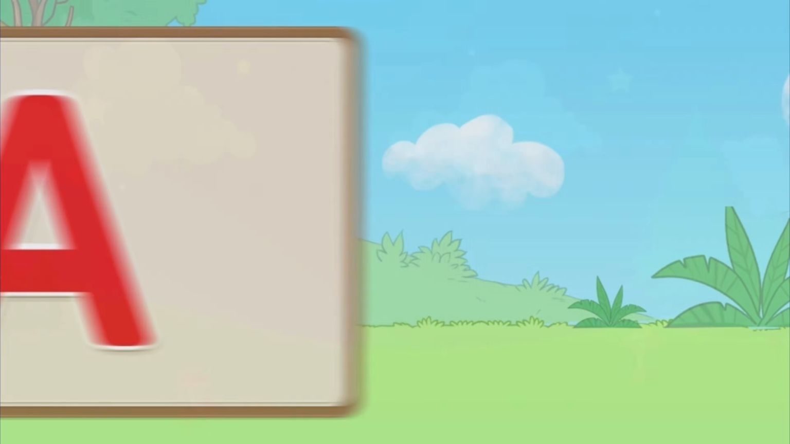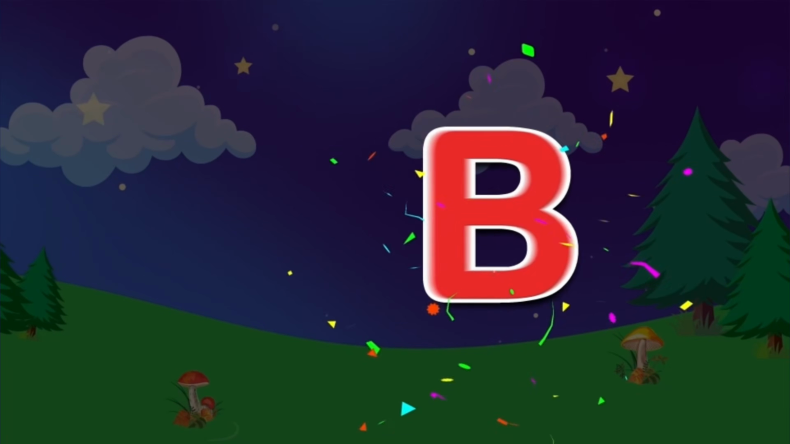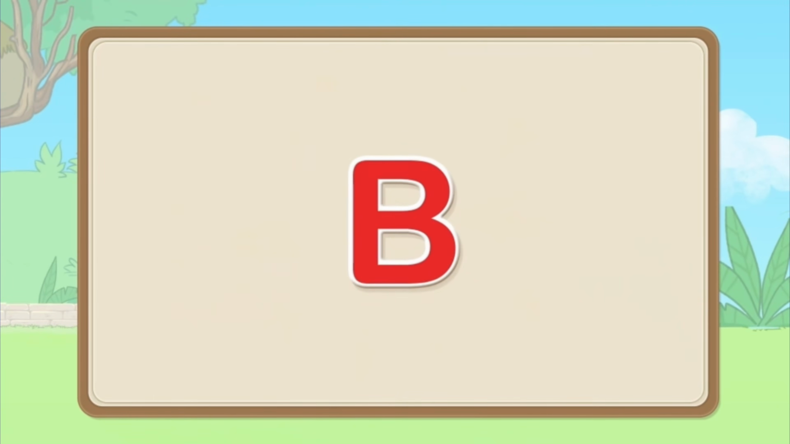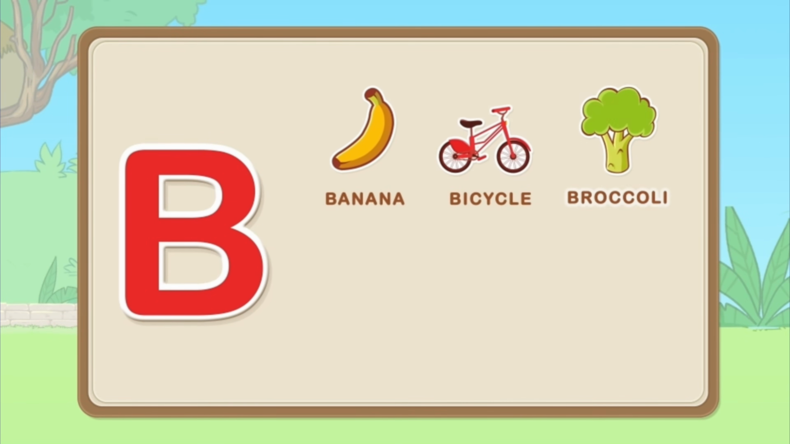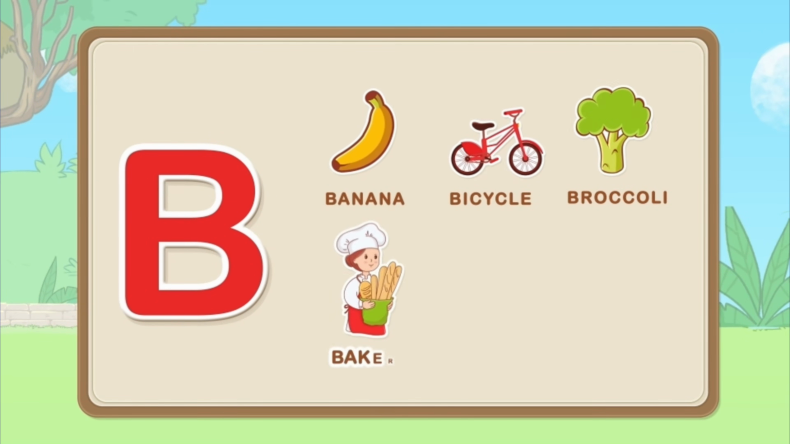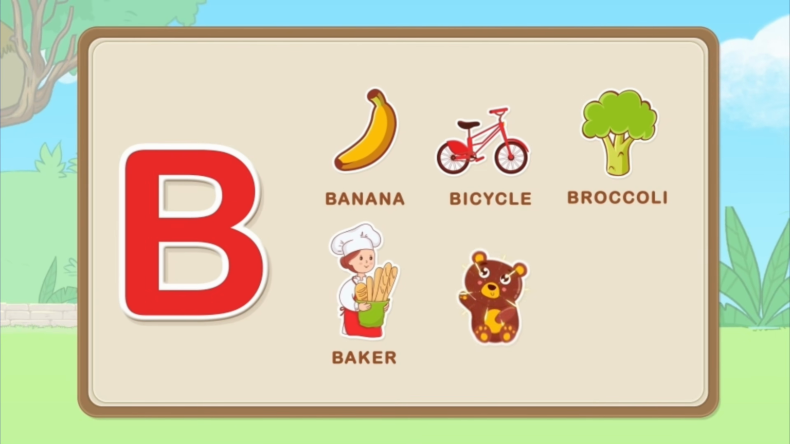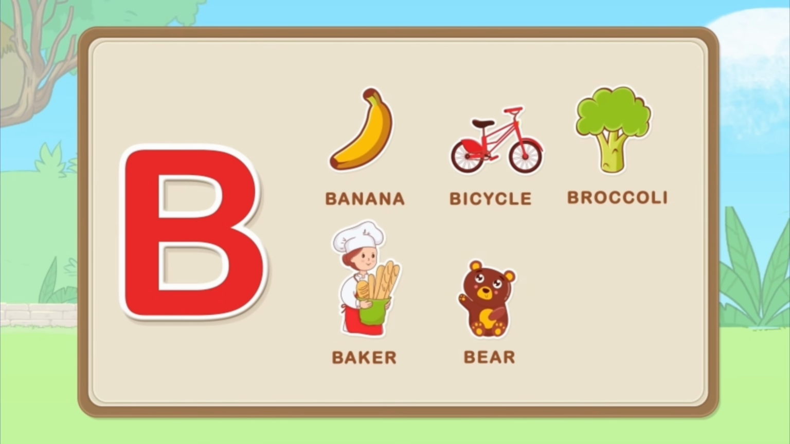Perfect. B. B is for banana, bicycle, broccoli, baker, bear.